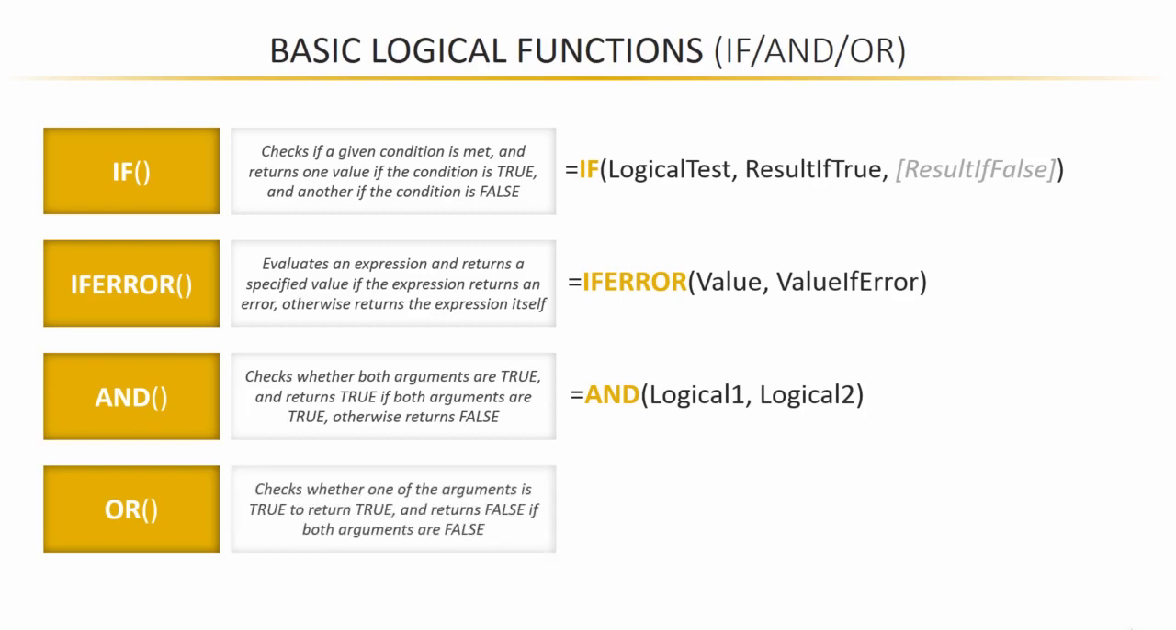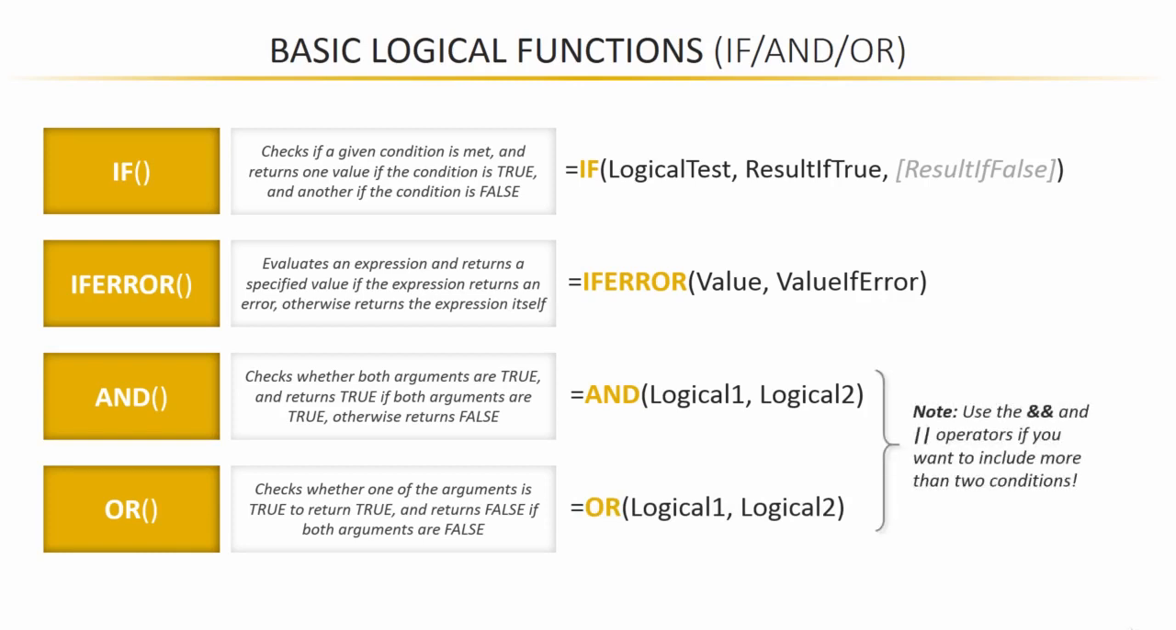OR is very similar, except instead of checking whether both arguments are true, it checks whether one of the 2 arguments is true. So same syntax, just using OR instead of AND. Now, an important note about these two, I told you this was going to come up again. If you use the AND or the OR functions, you're limited to 2 logical statements. If you want to compare more than 2 conditions, you'll have to use either the double ampersand in place of AND or the double pipe in place of OR.